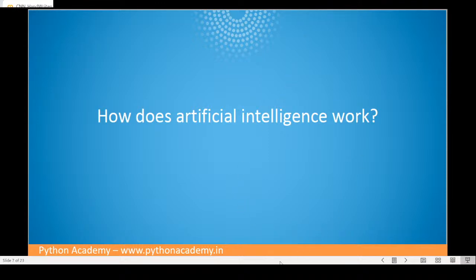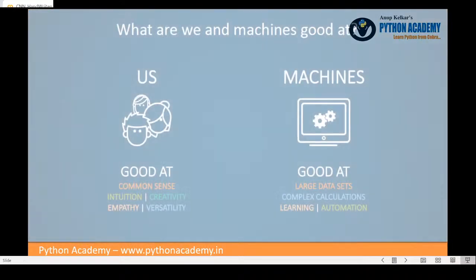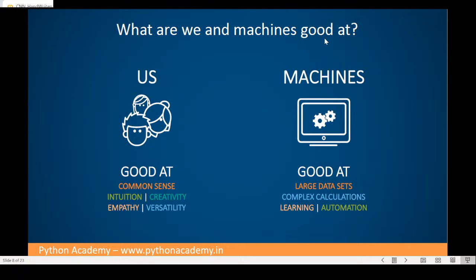So going back, how does artificial intelligence work? When we talk about what we as humans and machines are good at, obviously we are good at common sense. Everyone should have that common sense, and yes, everyone has that. Intuition: it is the method by which I can understand, okay, this may happen or this may not. That is a kind of intuition we have.